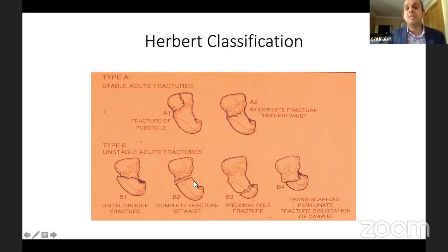Important thing here is this classification does help you in the treatment. For example, if it's a B2, which is a waist fracture, which is displaced, then the patient needs a surgery. All B3s need surgery, all B4s need surgery, B5s need surgery, delayed union and non-union will need surgery. So think of Herbert classification like that. It may help you to remember.